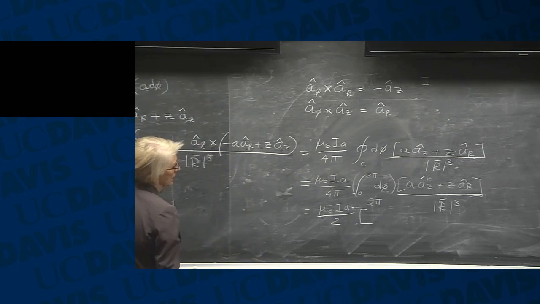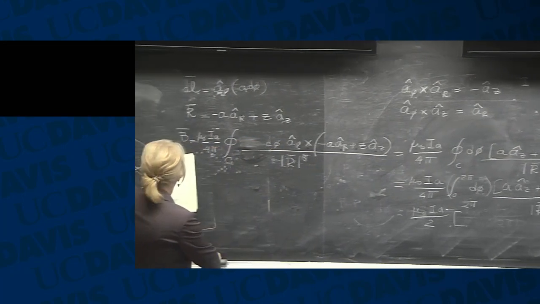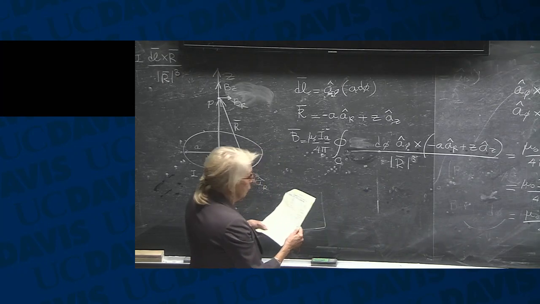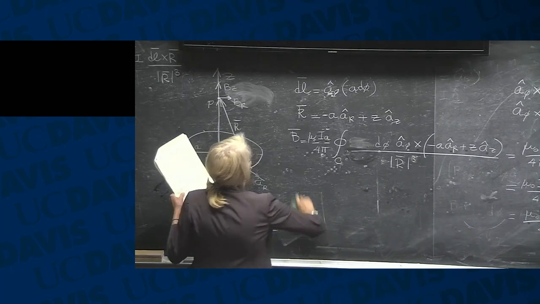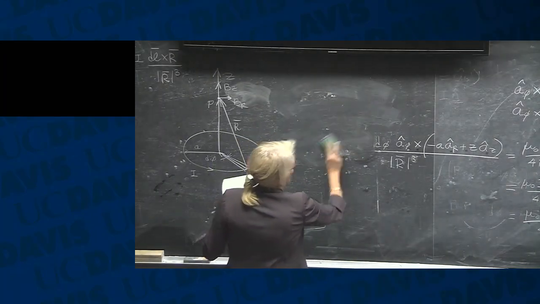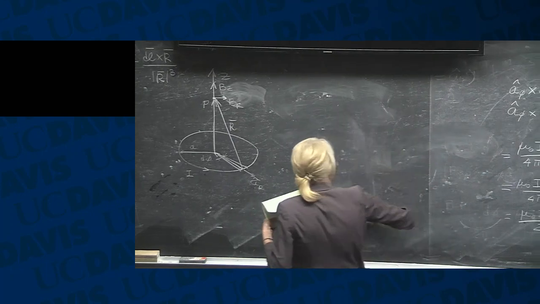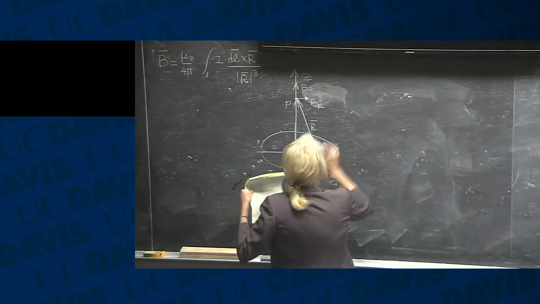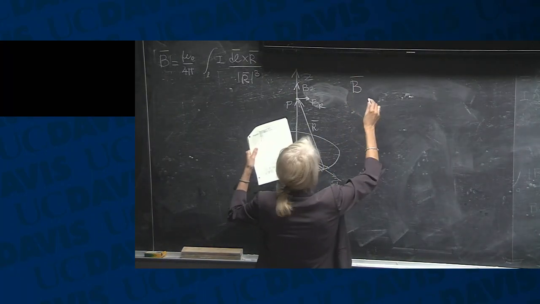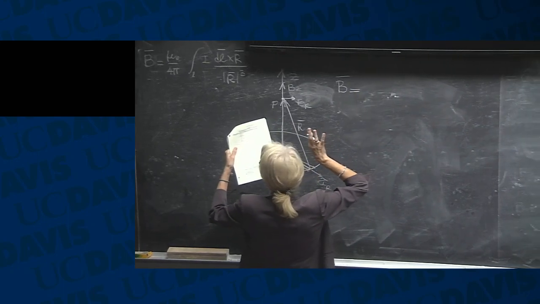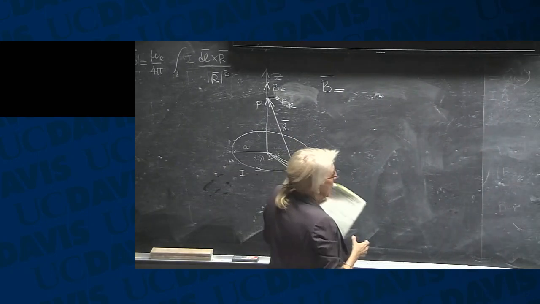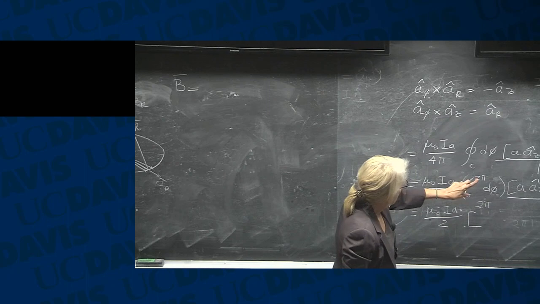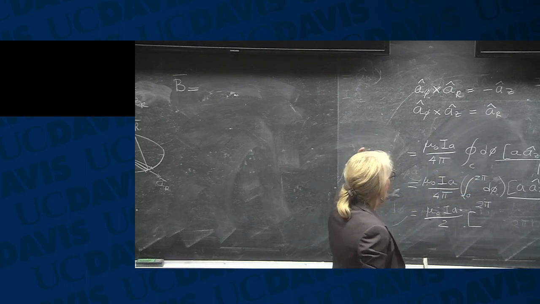Okay? So, let me write now the final form for B. The final form for B then is two components. We said A sub R and A sub Z.